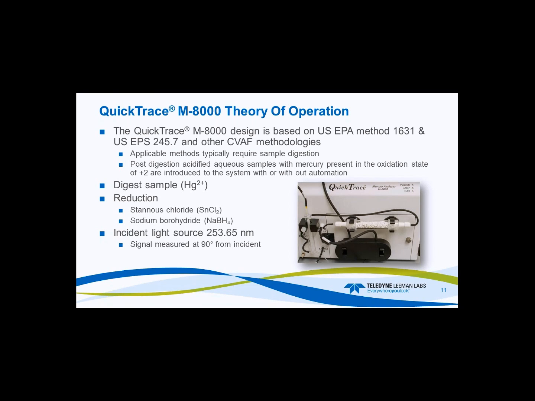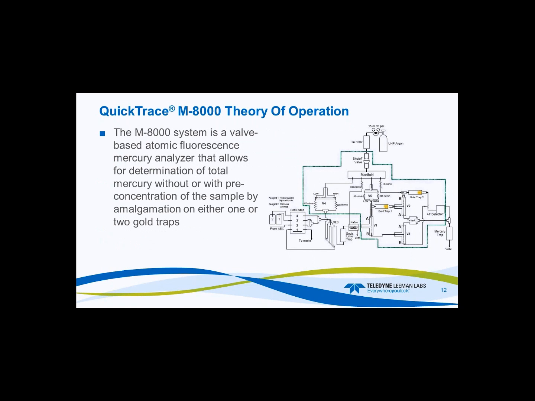Incident light source is 253 nanometers, 0.65, and the signal is measured at 90 degrees from incident. So this system is a valve-based system, a valve-based atomic fluorescence analyzer, and it allows you to determine total mercury with or without concentration on the gold traps. You can use either one or two, but one of the reasons there's 2 gold traps in the system is because that was the original intent of 1631, to use a sample trap and then a common analytical trap, so the peaks and everything would be identical.